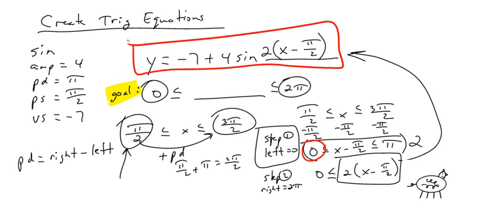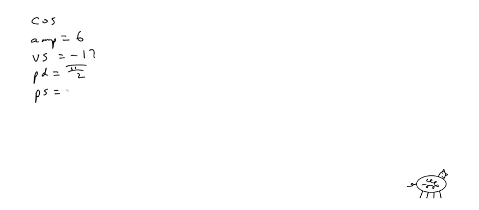Alright, so kind of complicated, but not really. Alright, let's just try a couple more here. I want you to make a cosine graph. The amplitude is 6. The vertical shift is negative 17. The period is pi over 2. And the phase shift is equal to negative pi.